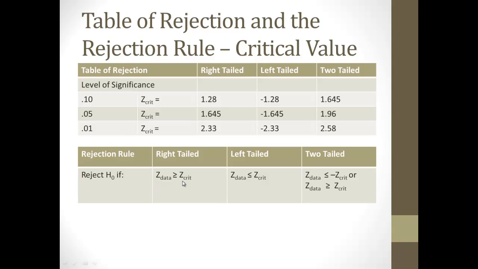Here is our rejection rule for the critical value method. In a right-tailed test, if our z data is greater than or equal to our z-crit, then we reject the null hypothesis. If our z data is less than or equal to our z-crit in a left-tailed test, we'll reject the null hypothesis. And one of two things can happen in a two-tailed test. Either our z data is less than or equal to the negative of our z-crit, or our z data is greater than or equal to our z-crit. That would reject our null hypothesis.